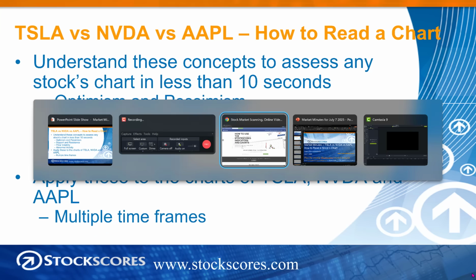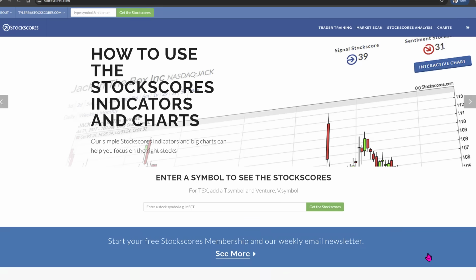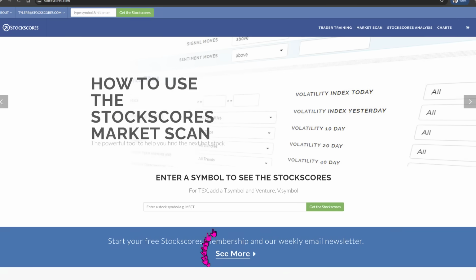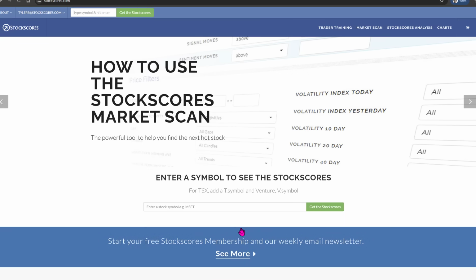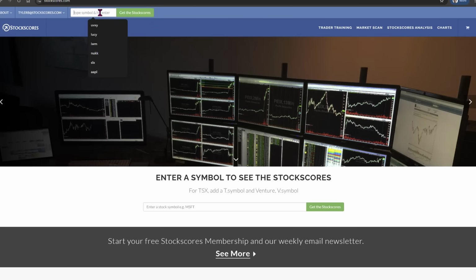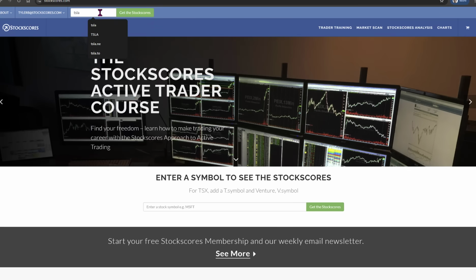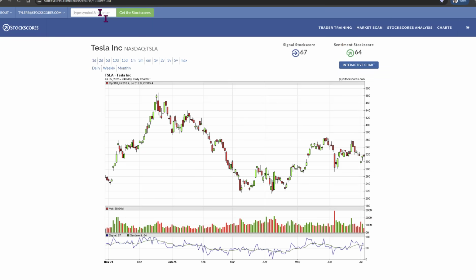So let's jump over to the Stockscores website, stockscores.com. You can register for my free weekly newsletter right here. I provide stock picks, different concepts around trading. But we're just going to enter the symbols of these stocks up here in the upper left. Tesla, TSLA, click on enter. And there we have a 240-day daily chart. Now you can change the chart time frames using these links at the top of the chart. But I want to begin by just describing these 6 concepts.